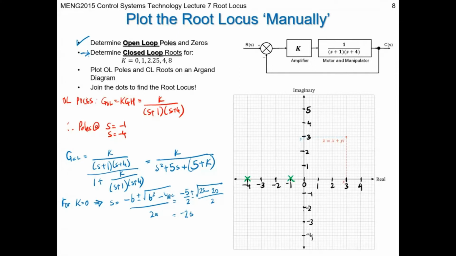Right? So that's going to be minus 2.5 plus or minus root 5 upon 2, giving minus 1.38, and we have minus 3.6. Right, so that's it. Minus 1.4 and minus 3.6. So I'm going to plot those points.